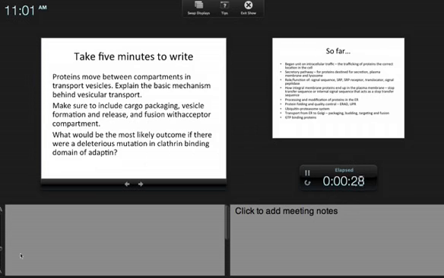Okay, so let's take 5 minutes to write. Proteins move between compartments in transport vesicles. Explain the basic mechanism behind vesicular transport. Make sure to include cargo packaging, vesicle formation and release, and fusion with the acceptor compartment. What would be the most likely outcome if there were a deleterious mutation in the clathrin binding domain of adaptins? Take your 5 minutes, look through your notes, and we'll discuss.